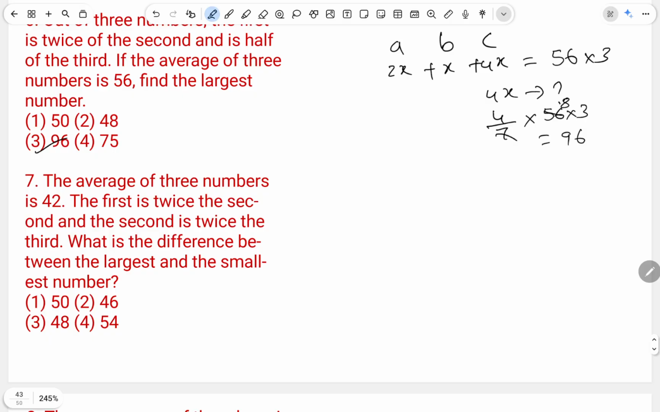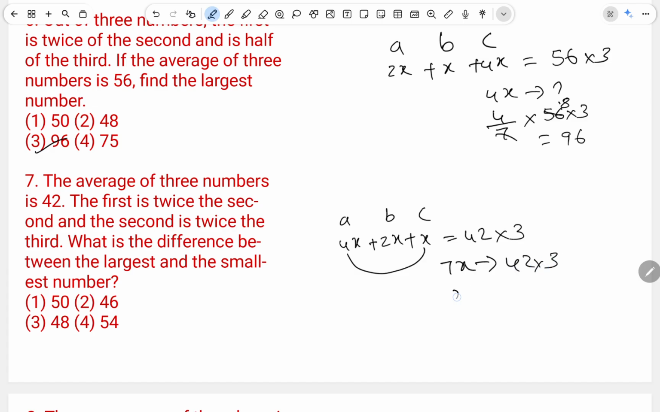The average of 3 numbers is 42. The first is twice the second, and the second is twice the third. Let the third be x, then 2x, 4x. Adding all these and dividing by 3 will give you 42. But the 3 I will transpose to the right hand side, it becomes into 3. Then what is the difference between the largest and the smallest? That is 3x. 7x is 42 into 3. Then 3x will be what? 3 by 7 into 42 into 3. 7 sixes are 42, so 3 into 6 into 3, 54.